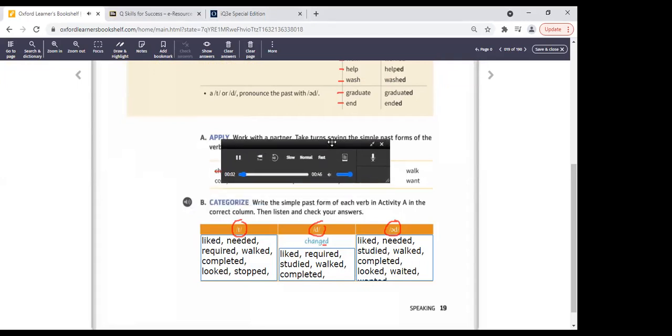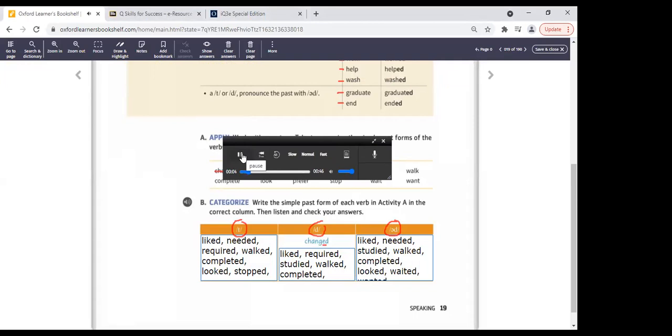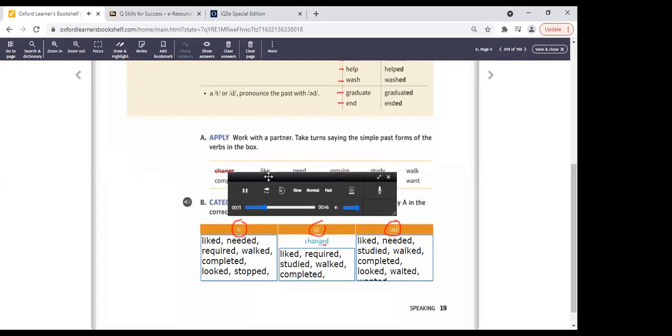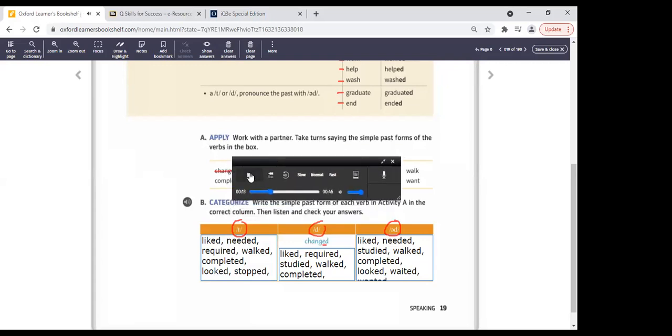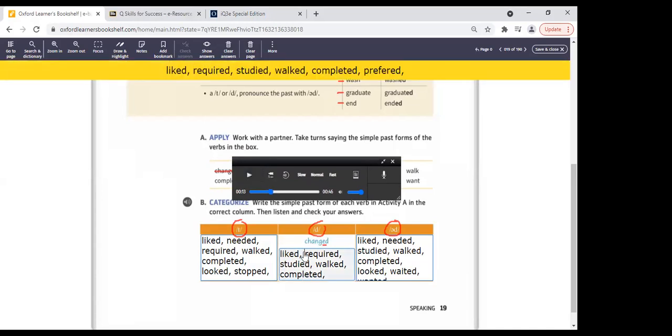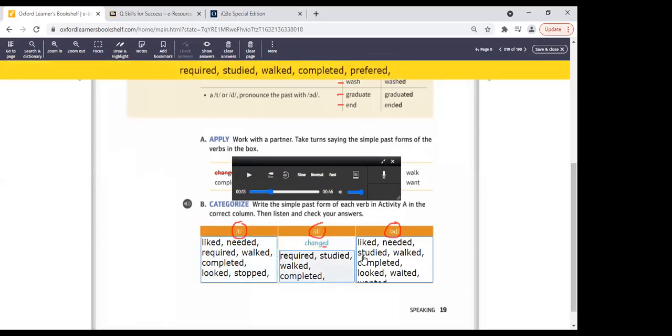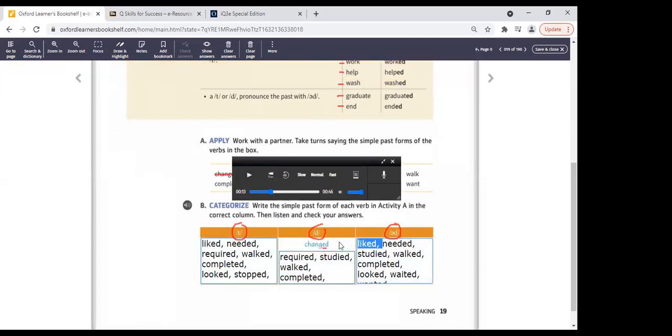Unit 1. Pronunciation. Activity B. Column 1. Liked. Oh, they're telling us where it is. Is that what they're doing? Column 1, they're telling us where it is. Yeah. Liked. Okay, so they're saying liked is T. Okay, so it's not ED, it's not a D. Yeah, liked. Okay.